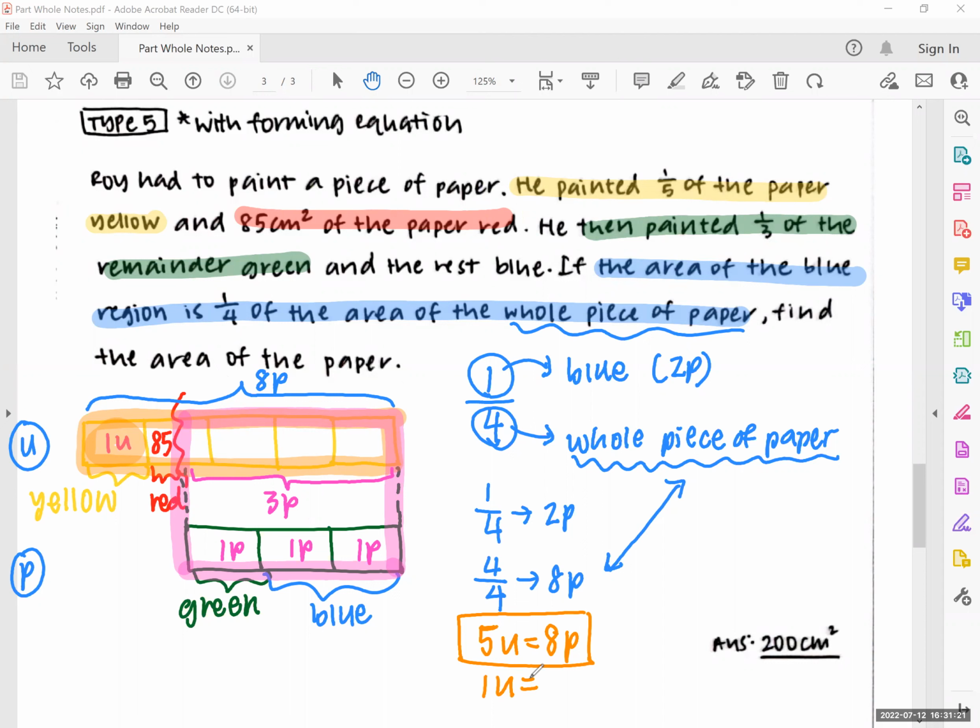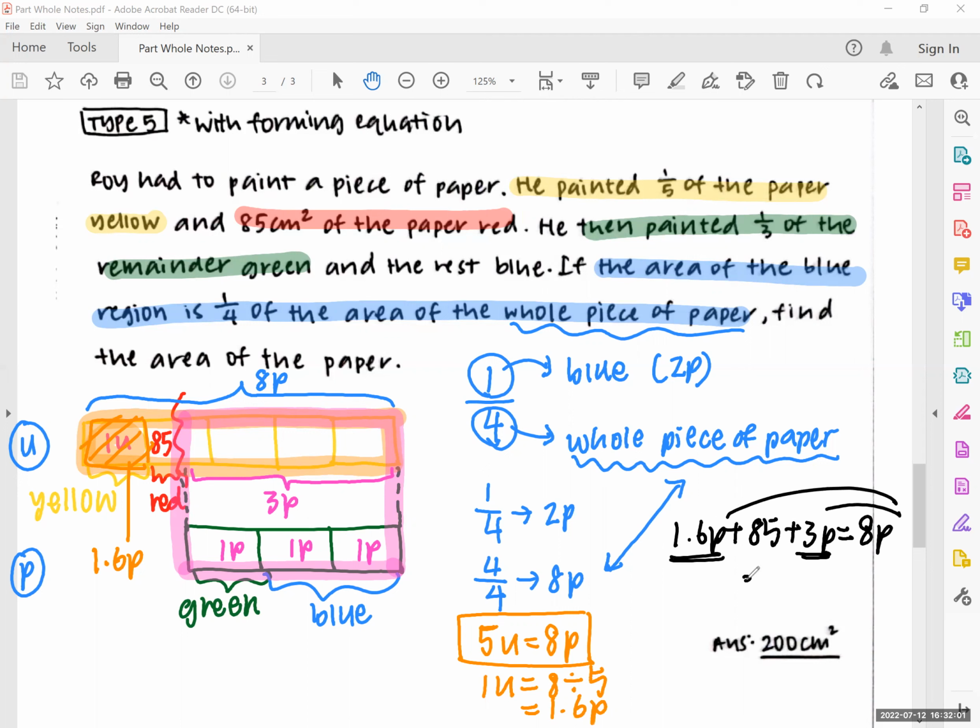And 1 unit is what? 8 divided by 5, which is equal to 1.6 parts. So I know that this part here, that I'm going to shade right here, is actually 1.6 parts, correct? So from here, what can I say? I can say that this is 1.6 parts plus 85 plus 3 parts is equal to 8 parts. Okay? Then all the parts and all the parts together. So bring over, bring over.